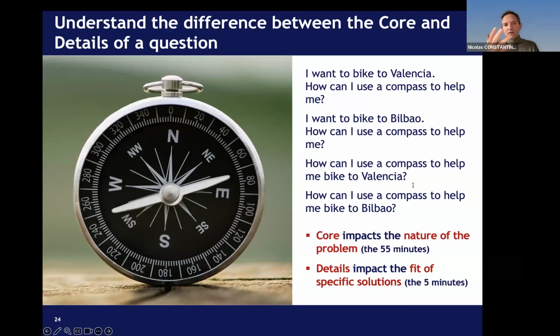So, to get to Valencia, we're going to need to bike south. So we're going to need to learn how to use a compass and then execute that by going south. To bike to Bilbao, we're going to need to bike west. But fundamentally, the essence here is about learning how to use a compass. Okay, so this is a really big difference between the core and the detail.